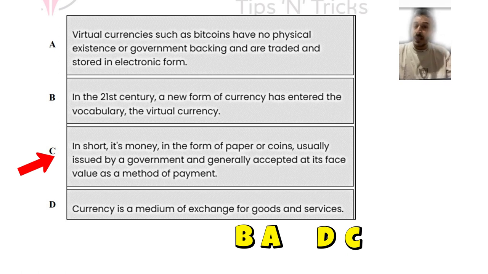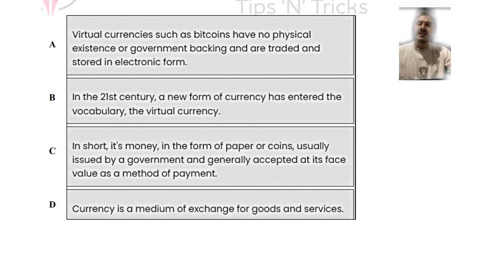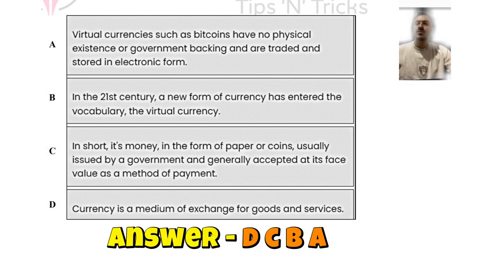Here our topic is complete. Now we are introducing a new currency. In the B option, you can see in the 21st century, a new form of currency. In the C option, we are just casually talking about the form of paper or coins. But in the B option, the question is talking about how in the 21st century, a new currency was introduced that is called virtual currency. And in the A option, the question is explaining about virtual currencies such as bitcoins, which have no physical existence. So what is the final answer? D, C, B, A. So in short, the first rule is to read all the options, try to make connections, and sometimes you will find some pairs.